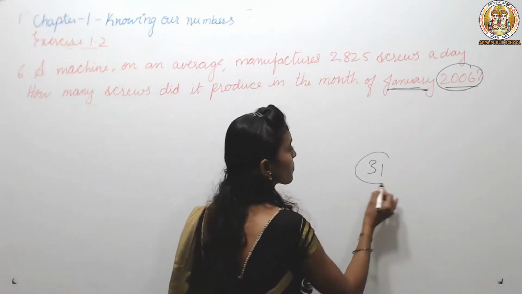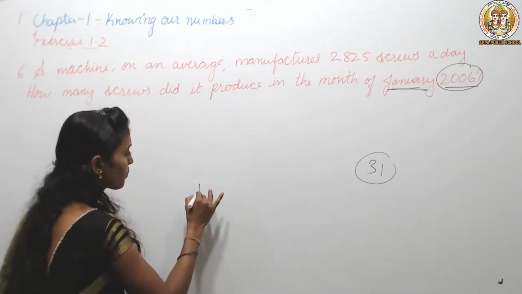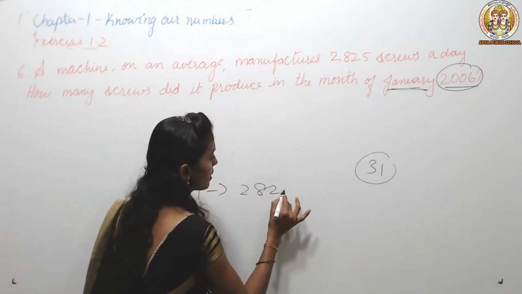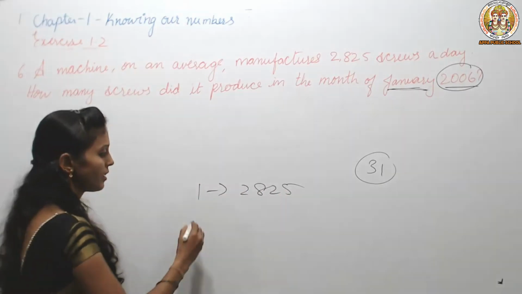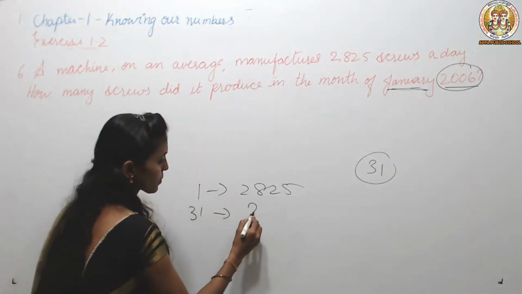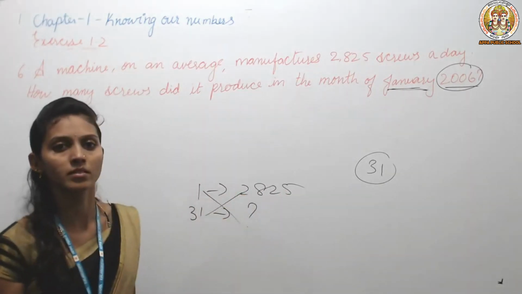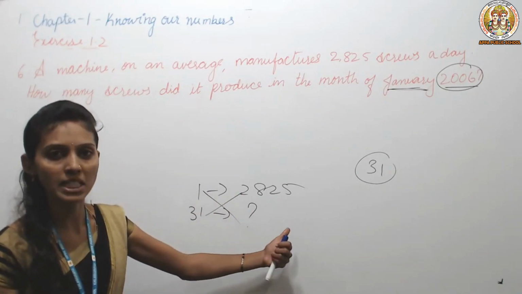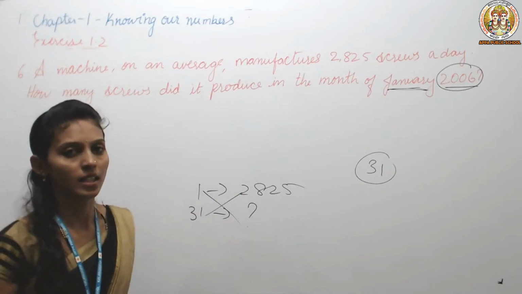31 days, right? One day, 2825 screws. Then for 31 days, how many screws? What to do? We have to multiply, isn't it? Yes. Come on.